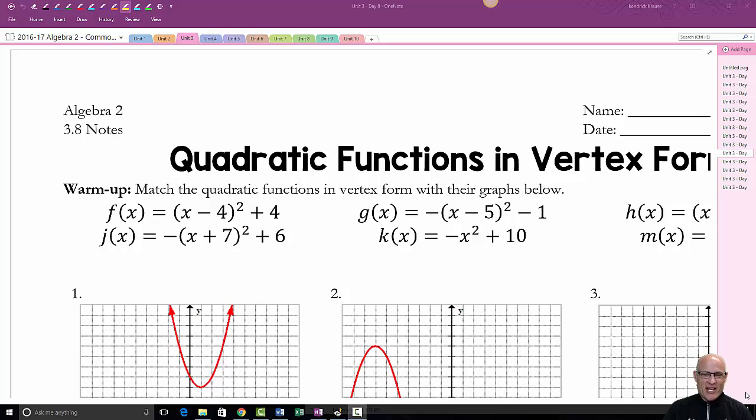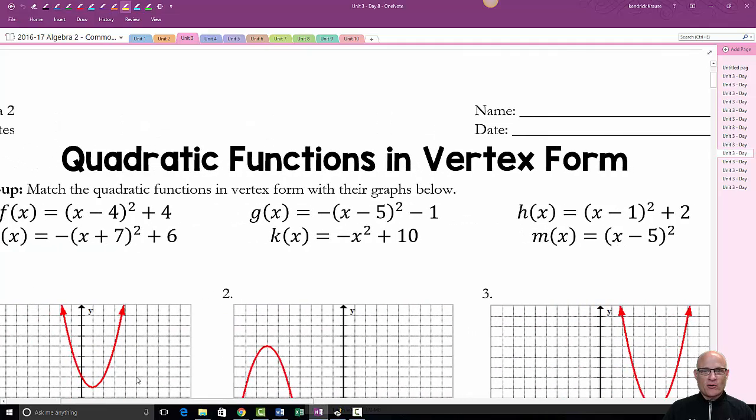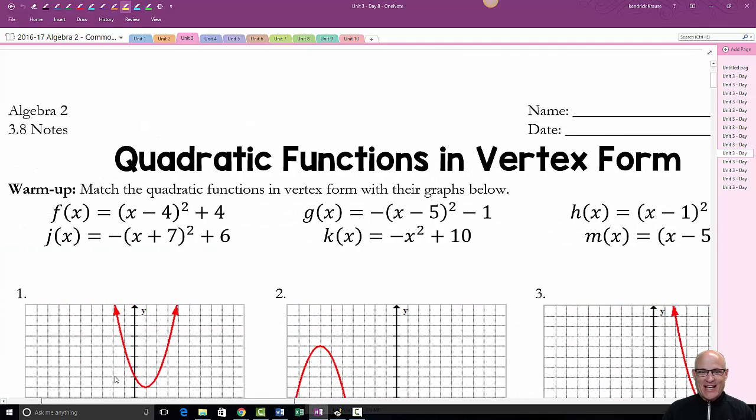Okay, 3-8 more. Why does that look so terrible? More, that even looks worse. More quadratic functions in vertex form.